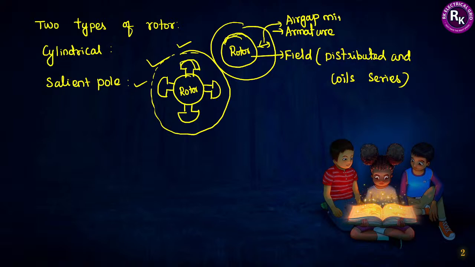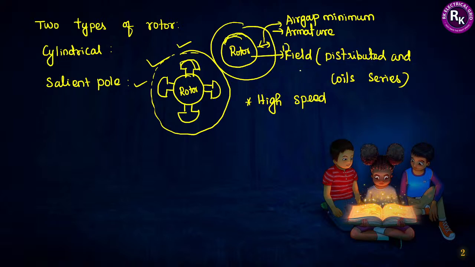So air gap is minimum in case of cylindrical rotor type synchronous machine when I am comparing it with the salient pole machine. At the same time, when I am talking about cylindrical rotor, it can be operated at a very high speed. That can be possible when I am talking about cylindrical rotor.